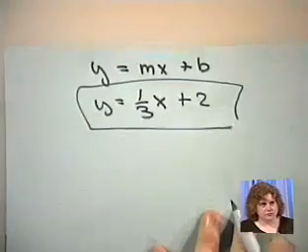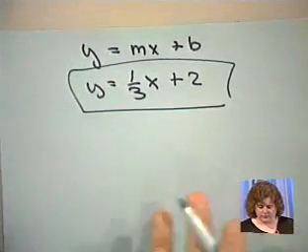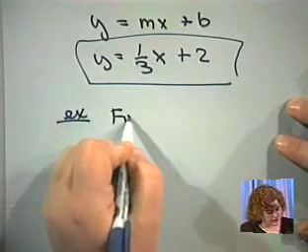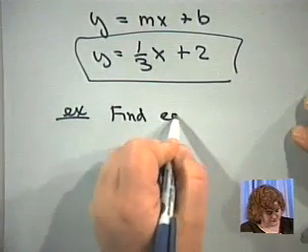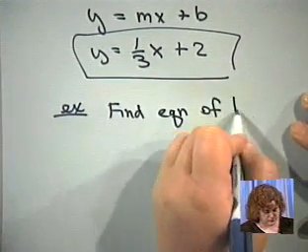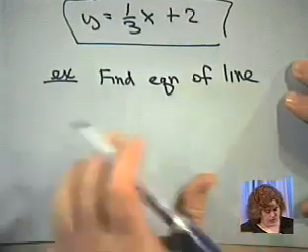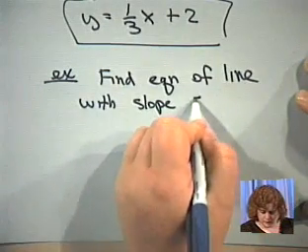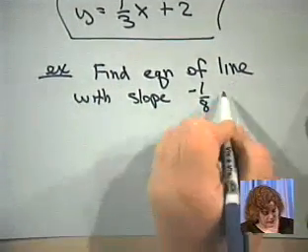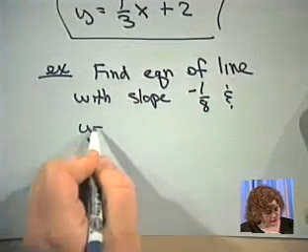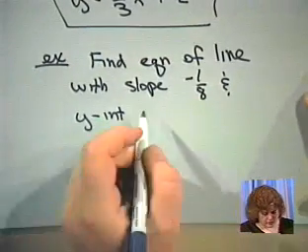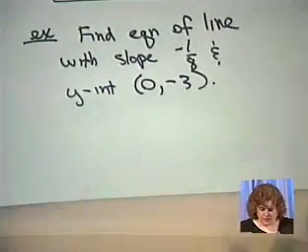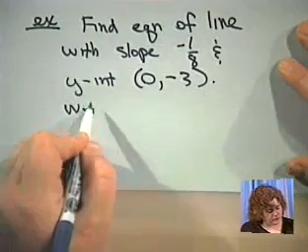Let's use that in a little bit more involved example. Let's find the equation of a line with slope -1/8 and y-intercept (0, -3). Write this equation in the slope-intercept form.